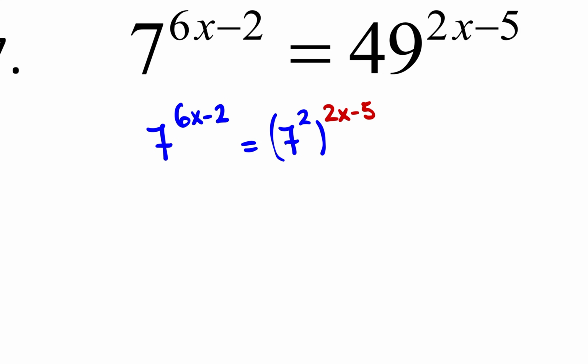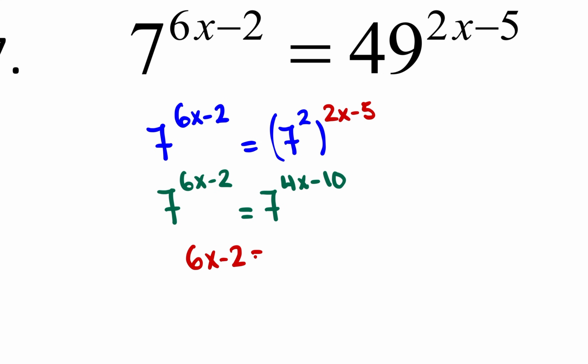We then simplify, this turns into 7 to the power of 6x minus 2 equals 7 to the power of what? 2 times 2x gives us 4x, 2 times -5 gives us -10. We then notice that the bases are the same, so we set the two exponents equal to each other. 6x minus 2 is equal to 4x minus 10.